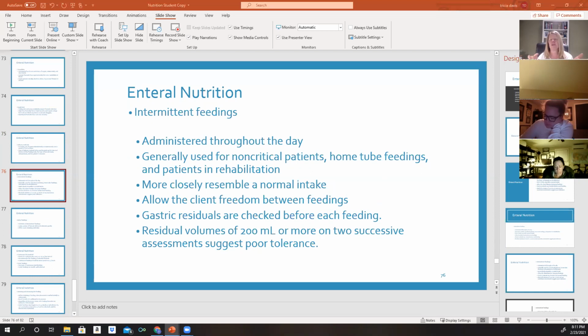So every hospital has a different policy. In general, we say residual volumes of 200. In my facility, it's 250, on more than 2 successive assessments suggest poor tolerance.